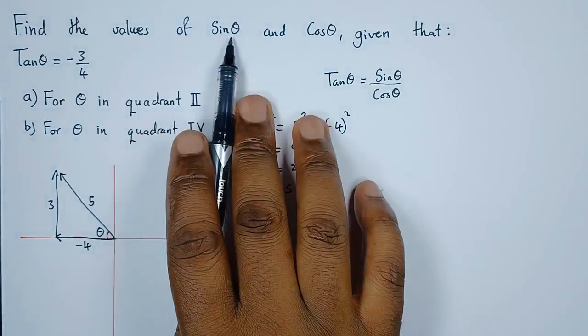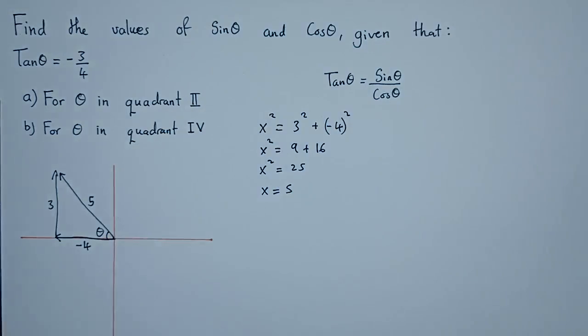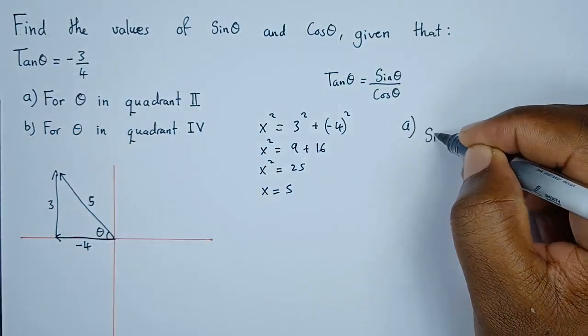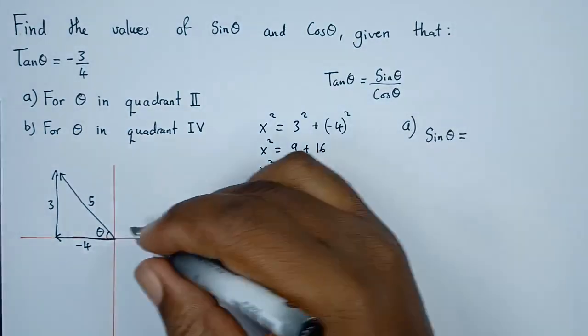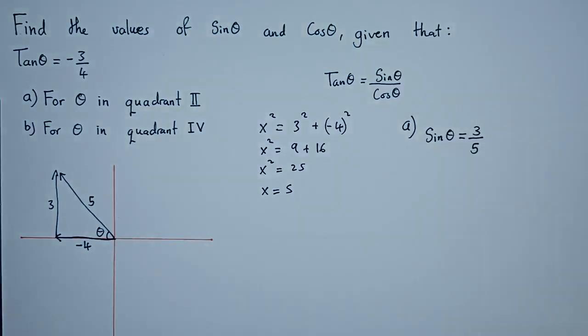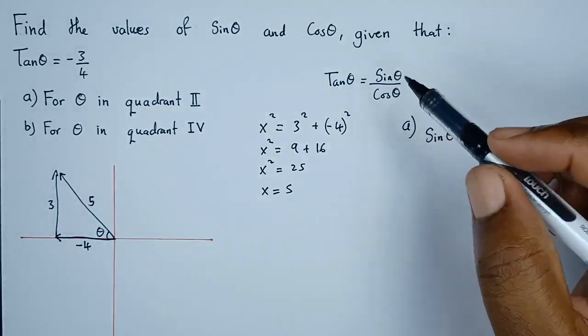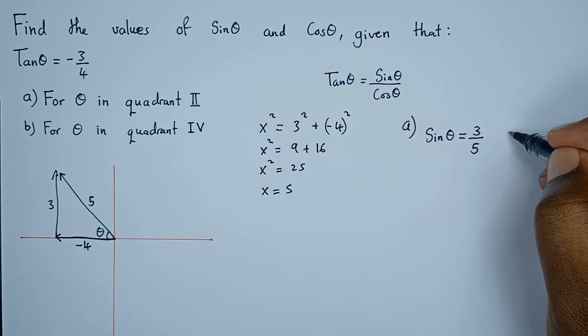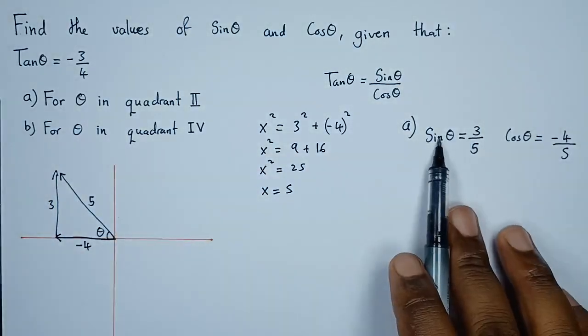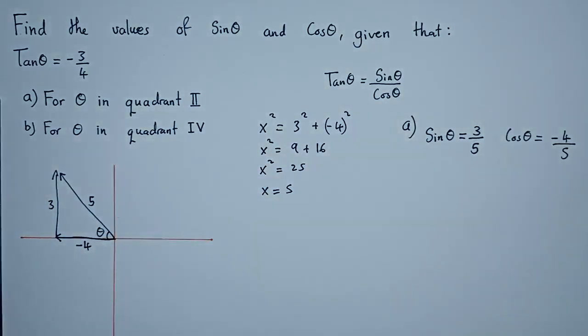Now, since we want cos and sine, we know that sine is opposite over hypotenuse. So for question A, we can say sine theta is equals to the opposite. What is the opposite? 3. What is the hypotenuse? 5. So we're done. For cos, we know that it is adjacent over hypotenuse. So cos theta equals to our adjacent in this case is a negative value. And the hypotenuse is 5. And this makes sense because in the second quadrant, sine is positive while cos is negative.